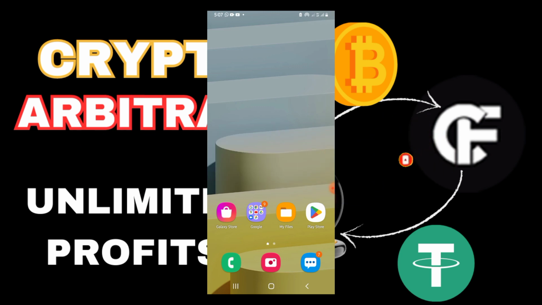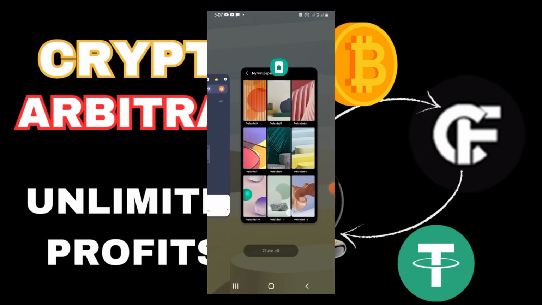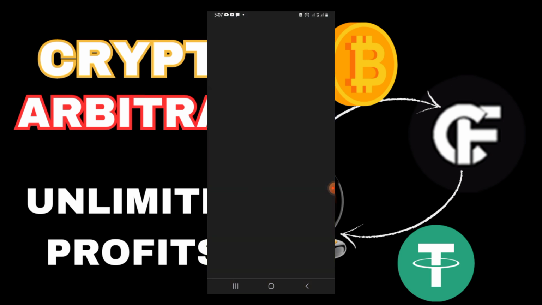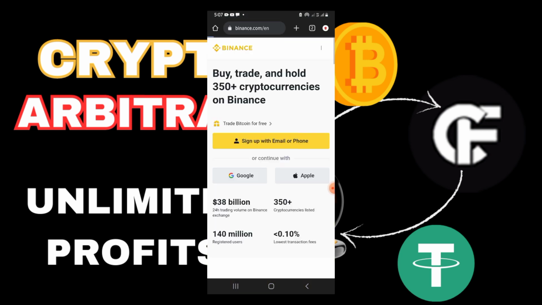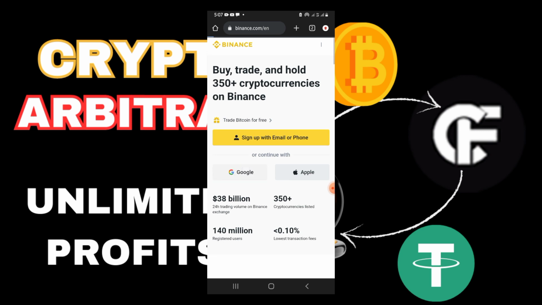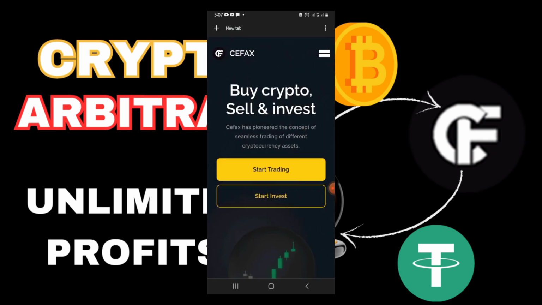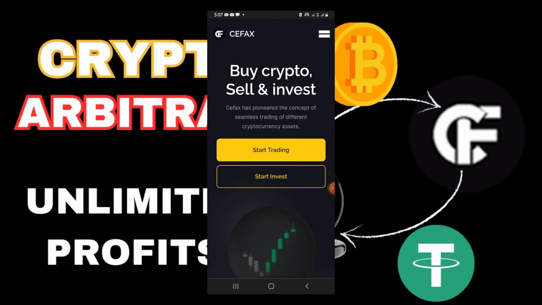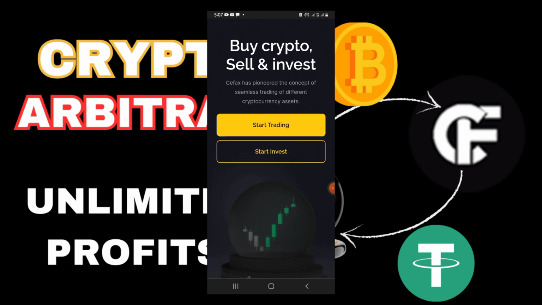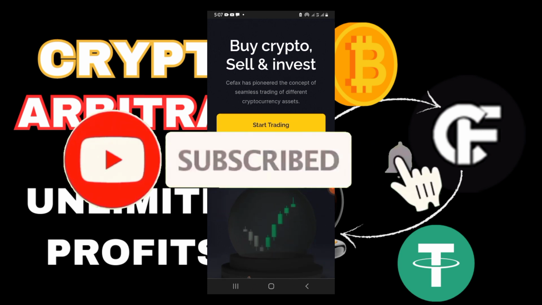So let's continue. What is crypto arbitrage? Arbitrage is simply buying cryptocurrency at a lower price from a site and reselling it at a higher price on another site. So we'll be using two different sites today, which are Binance and Cephas.com. Although you already know about Binance, so I won't be talking about that one much. Cephas is another cryptocurrency exchange site where you buy, sell and invest crypto. So we will be buying from Binance and selling it on Cephas.com.